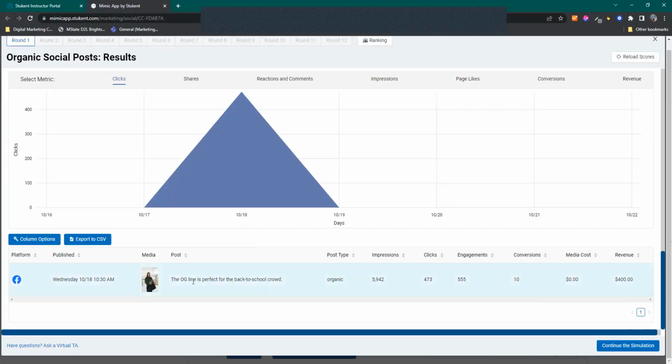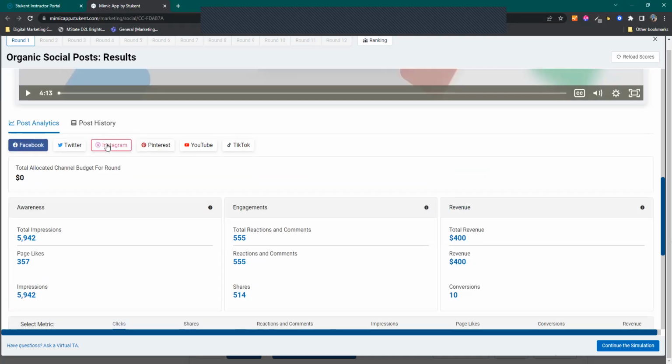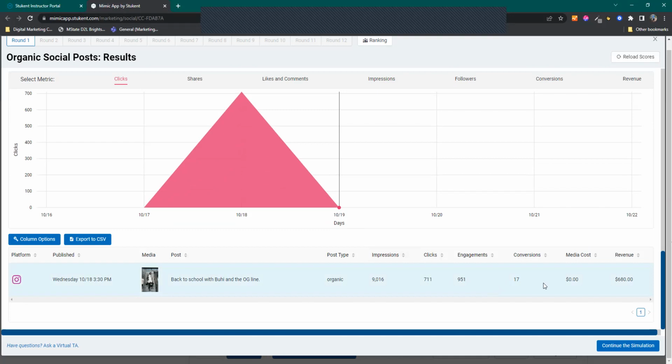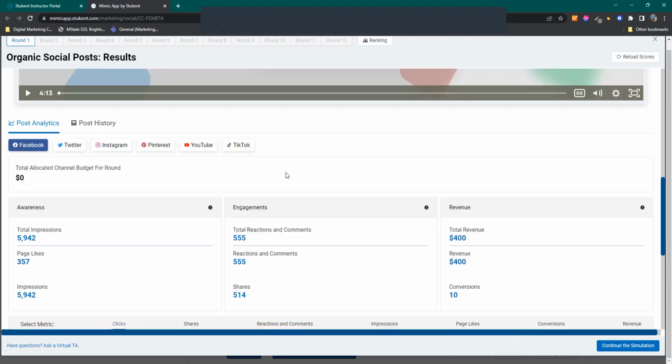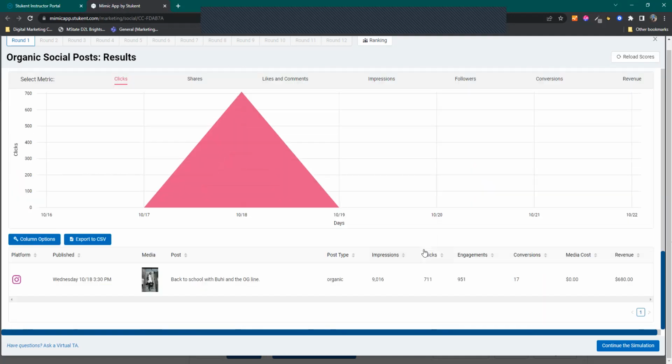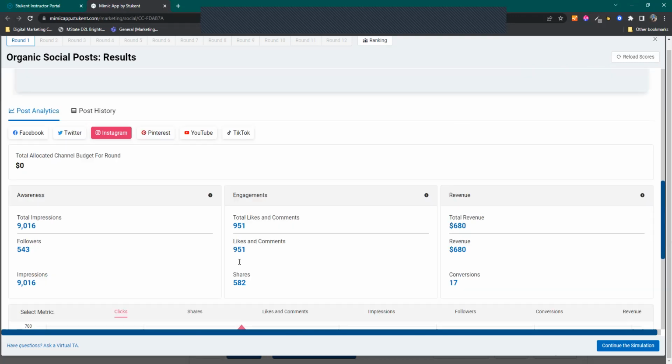Now, what you need to do here is to look at the posts and see if they worked. I got 10 conversions and $400 out of this post. Okay, cool. I get more? What did I get here? I did. I got 17 out of the Instagram post, which is pretty wild. Made $680 on the Instagram post. So now you can see what the performance was like on the various channels.